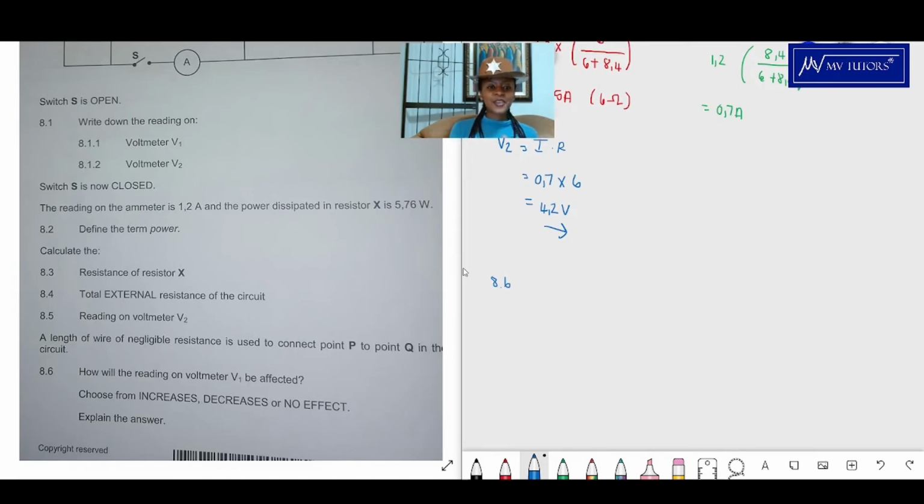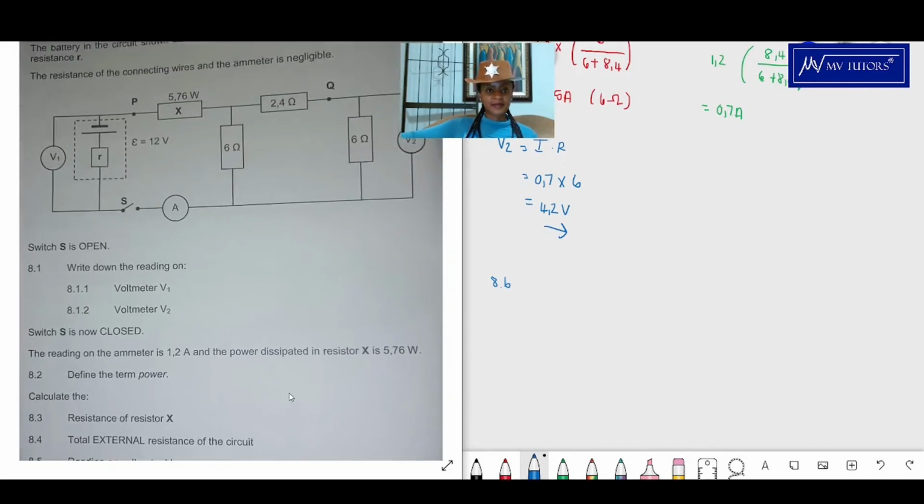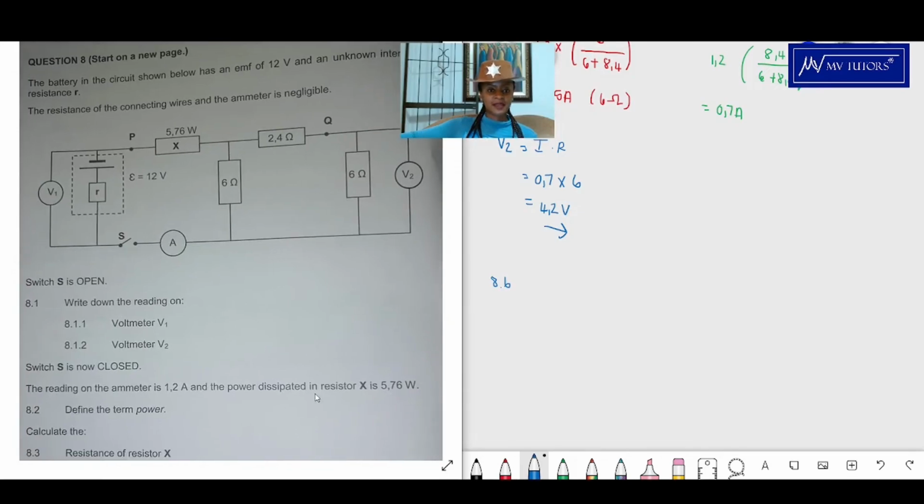Okay, a length of wire of negligible resistance is used to connect point P to point Q in the circuit. Now, how will the reading on voltmeter V1 be affected? Will it increase? Will it decrease? Or no effect? Okay, let's see.